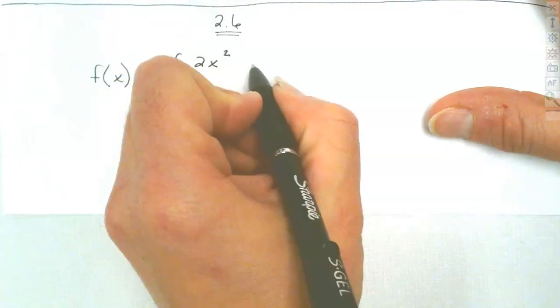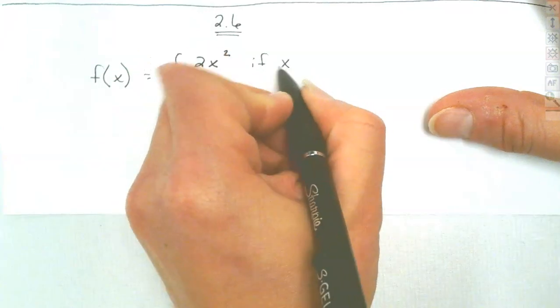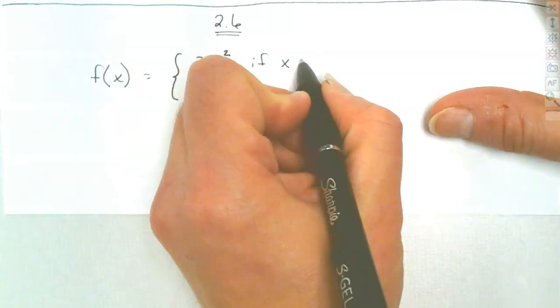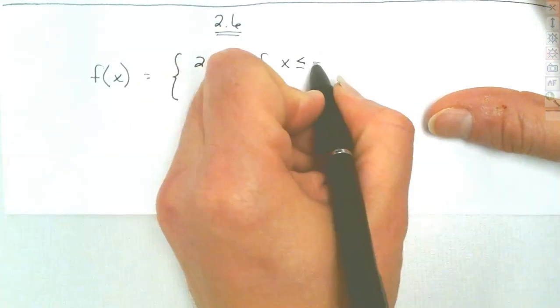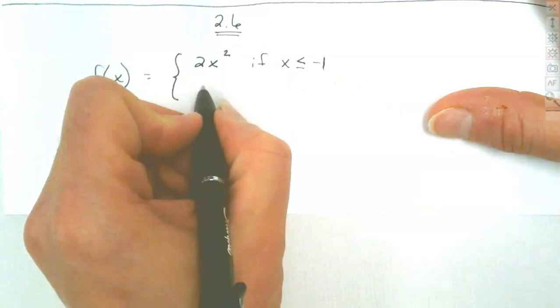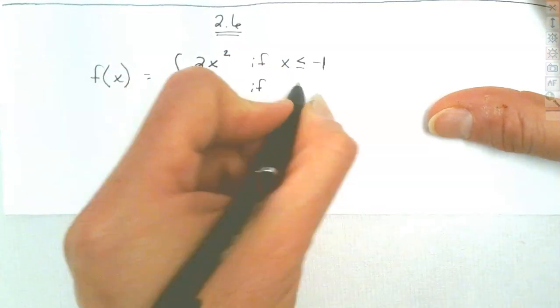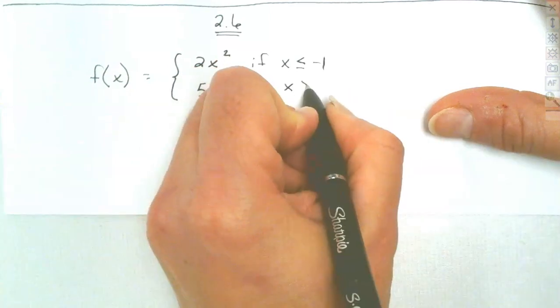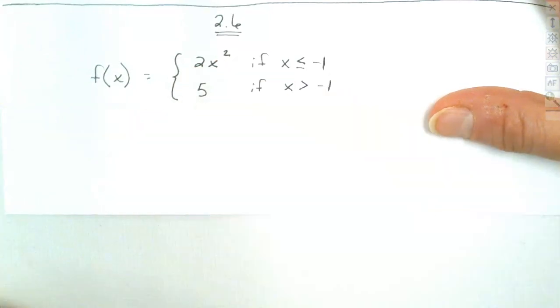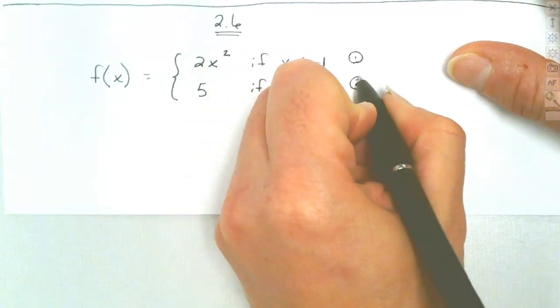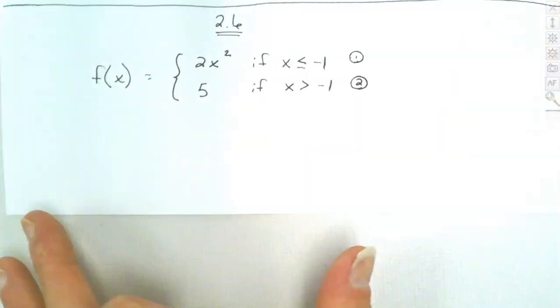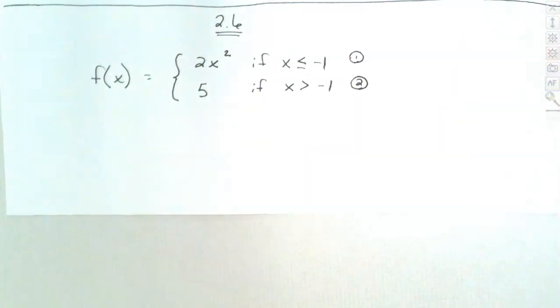So let's say our piecewise defined function is 2x squared if x is less than or equal to -1, and 5 if x is greater than -1. And what we want to do is plug values into each of these rows. And we're going to get points. We're going to then connect them together with the basic shape of the graph.